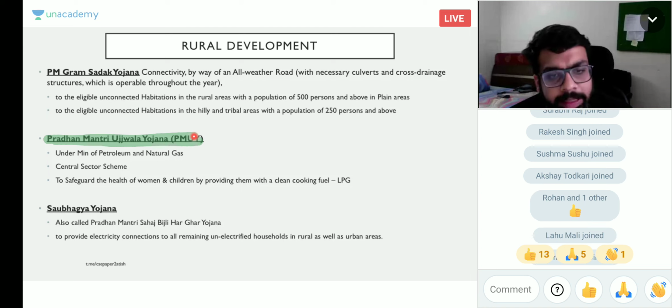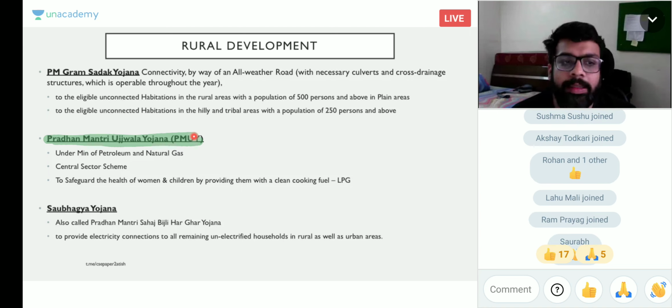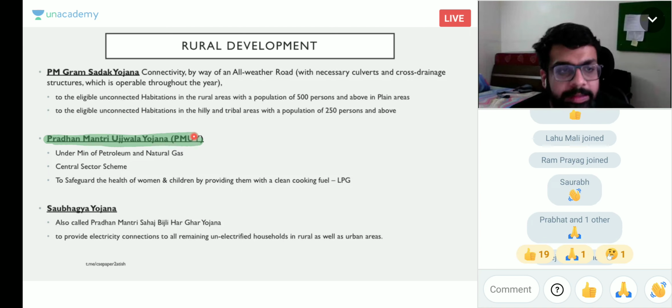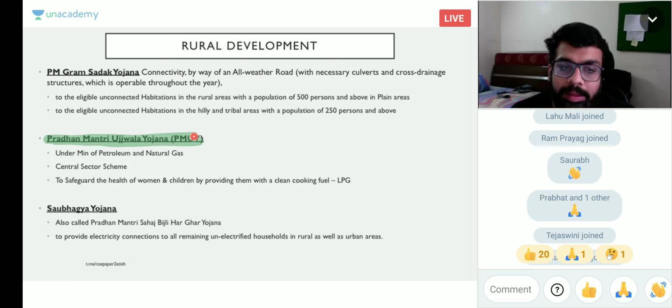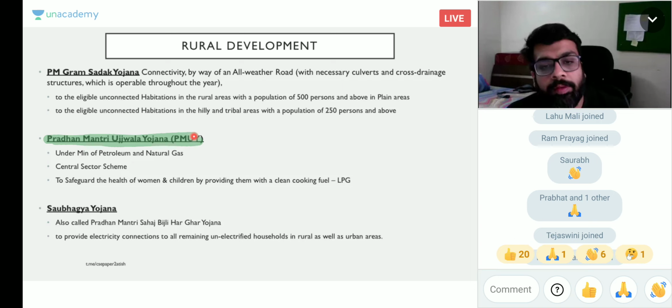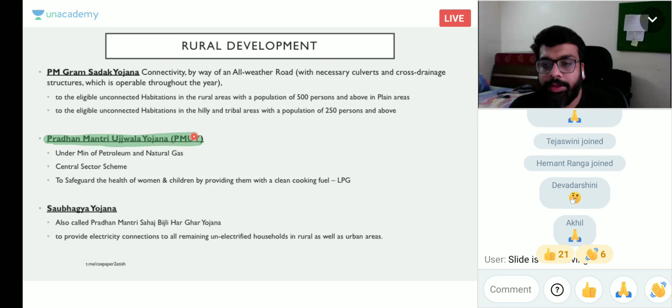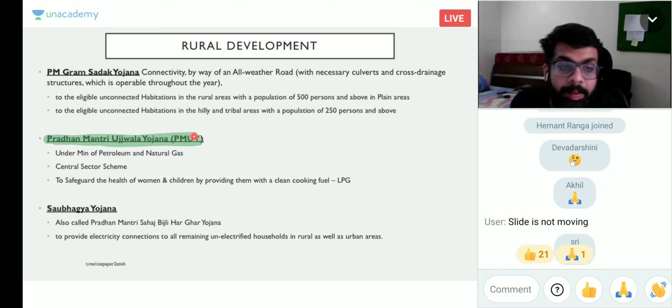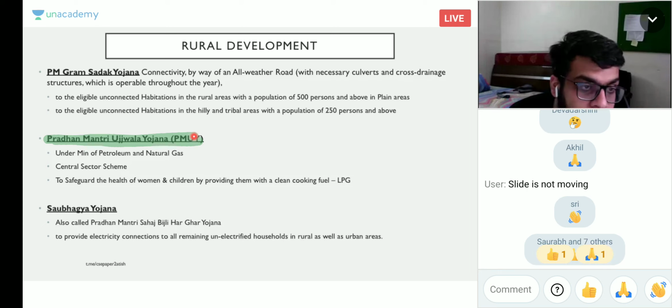It's a central sector scheme, which basically means the center is paying for it. Very simple. You want to safeguard the health of women and children by giving them clean cooking fuel. This is getting basically LPG in different households, an LPG gas connection, so that your traditional chulas are not needed because those are safety concerns, and people can have a health problem. Third is the Saubhagya Yojana.